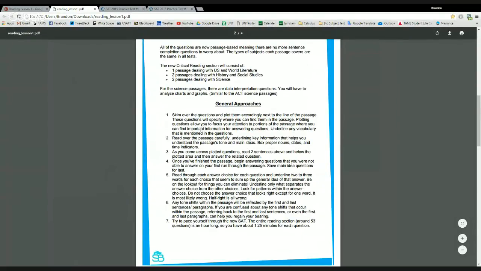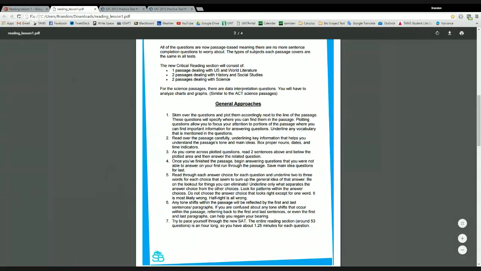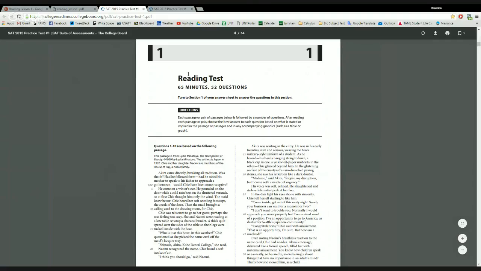So we're going to talk about some general approaches. First of all, you want to skim over the questions and plot them accordingly next to the line of the passage. These questions will specify where you can find them in the passage. Plotting questions allows you to focus your attention on portions of the passage where you can find important information for answering questions. Underline any vocab that is mentioned in the questions. So we're going to go to a practice test and do this plotting question strategy.